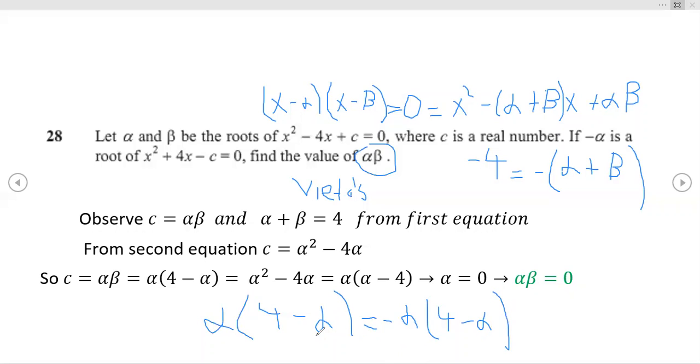So the 4 minus alpha factors would cancel out, and this would imply that alpha equals minus alpha, right? There's certainly only one number where that's true, and that would be when alpha is equal to 0. If this were 3 and minus 3, they're certainly not equal to each other. So the only time this equality can hold is when alpha is equal to minus alpha. And so we get alpha is equal to 0, and of course that forces alpha times beta to equal 0.